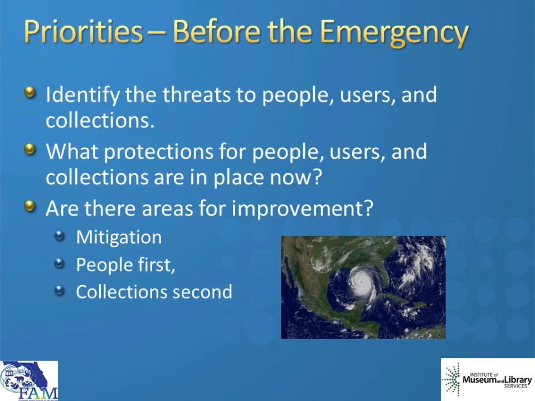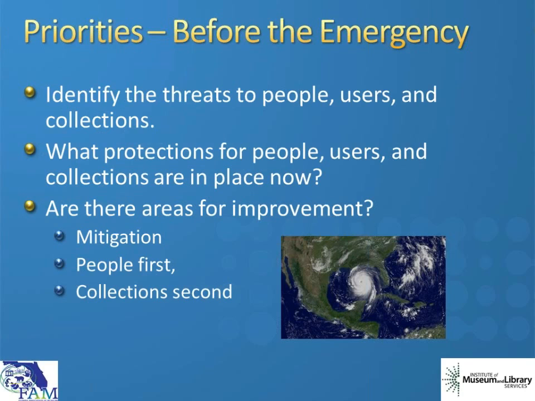Also, a part of emergency planning should be what protection for people, users, and collection is in place now. What kinds of things are you doing? What kinds of things do you already have, so that you can understand what you can do with these things? Are there areas for improvement? And that's always a good thing. And we've already talked about some. We're going to be talking about a few more of those things later on in this talk. But of course, I'm talking about mitigation activity. In terms of priority, your mitigation should be before the event.